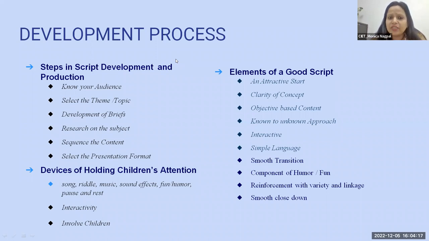Interactivity, simple language. Here, a teacher has to be very careful when they are creating content that they don't have to demonstrate their knowledge. They don't have to demonstrate their language skills, throwing up such jargon that nobody understands. So based on the language capabilities of our learner, we have to choose the language. It should be simple. The transitions from one scene to another scene, or from one concept to another concept, should be smooth. There should not be a jerk or a break so that a child gets distracted.